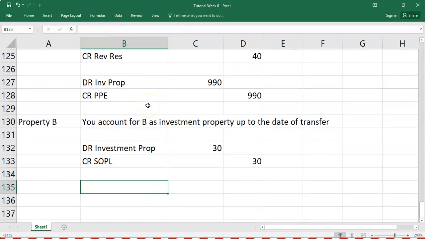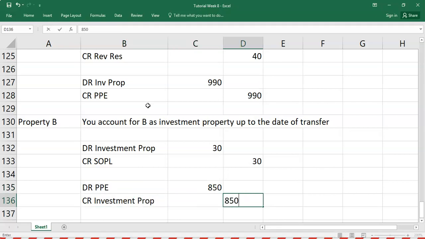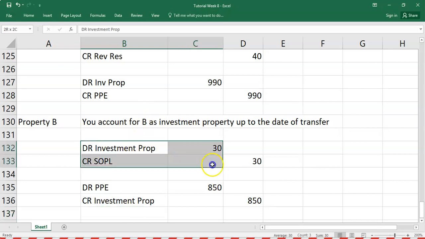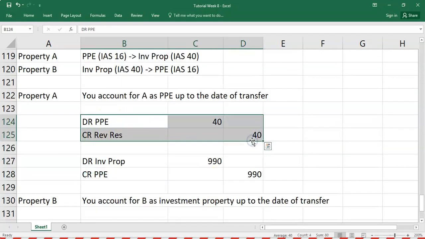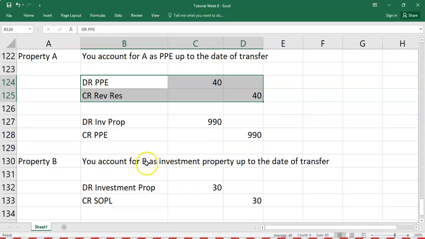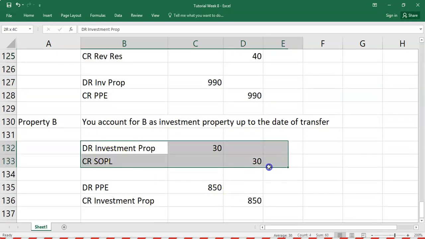And then at the end of the year, once that's complete, you debit PPE 850 and you credit investment property 850. So it's just a simple thing, but it can happen from time to time where you swap and you have to be referencing there IAS 40 and IAS 16. And the general rule is you treat the property up until the date of transfer as its existing use. So property A, existing use is IAS 16, up until the date of transfer, then you transfer it over. Property B was investment property up until the date of transfer, so you leave it at that, and then you swap them over. So that's a nice example.